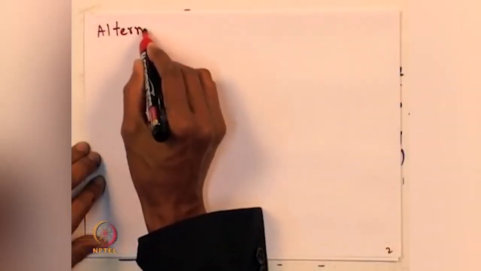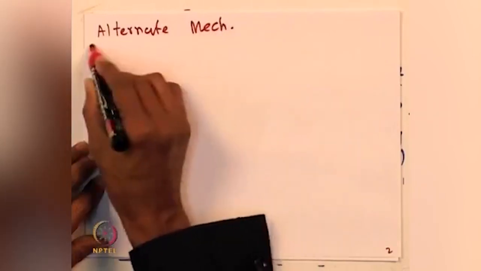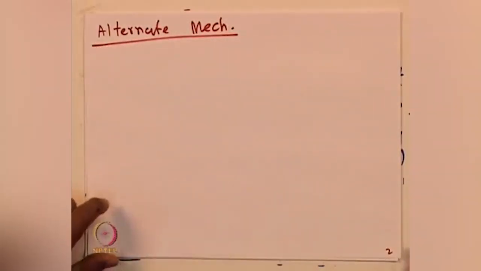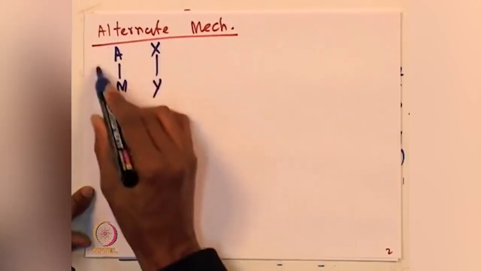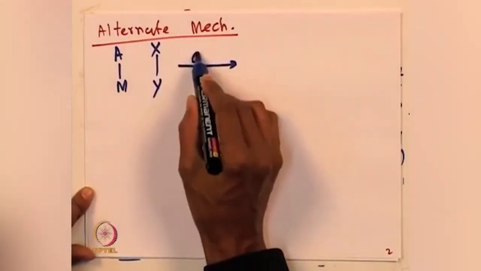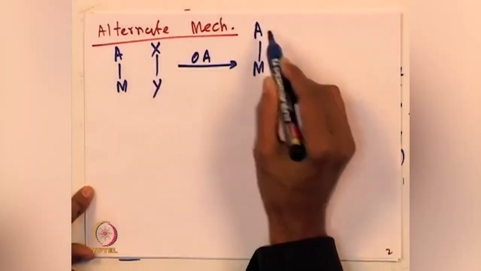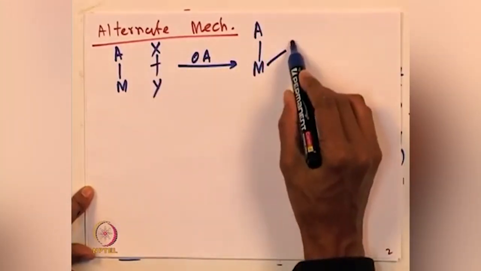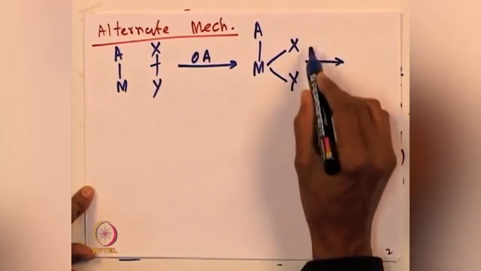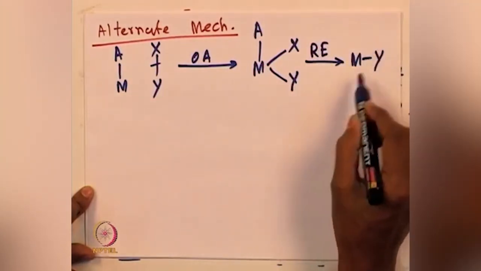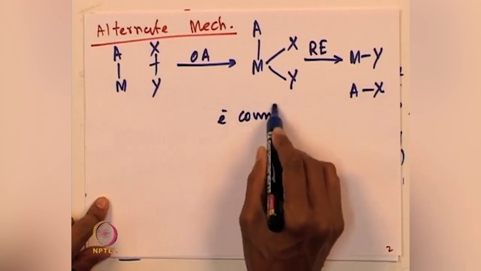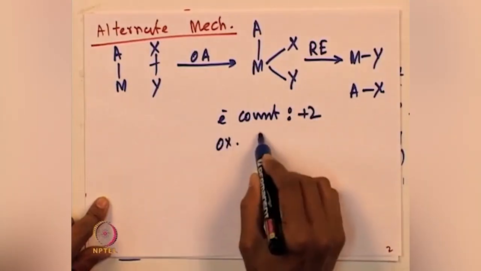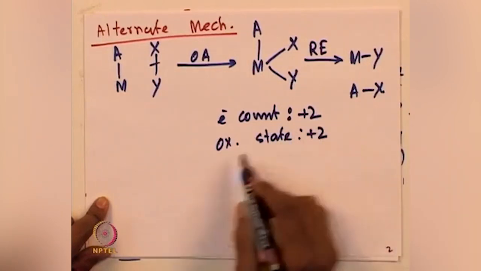So the alternate mechanism, that is oxidative addition and reductive elimination, for the same product formation. So the alternate mechanism involves your intermediate MA and XY, as we were saying, in which these were going together and these were coming together. But if you imagine oxidative addition, it is going to be oxidative addition into this. So overall you are going to get X and Y on the metal, and subsequently you are going to get reductive elimination to get MY and AX. Of course, the electron count for this one is going to be plus 2. Oxidation state is also going to be plus 2.